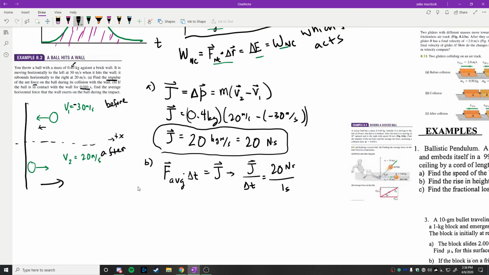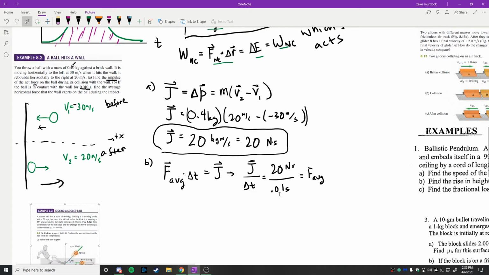So it's 0.01 seconds. Then we're going to get an average force that's equal to, I think, 2,000 newtons, right? Move the decimal place over right twice. And again, positive means to the right in both of these cases.